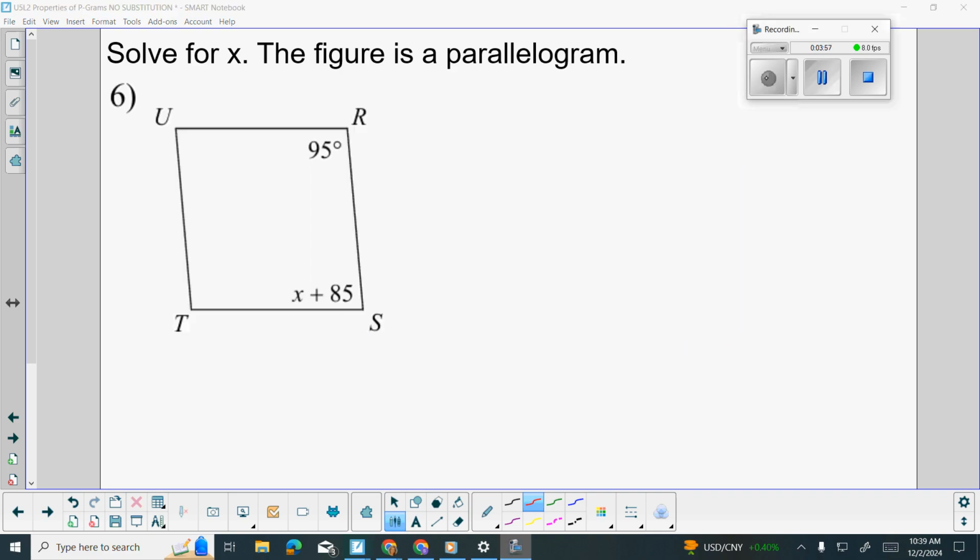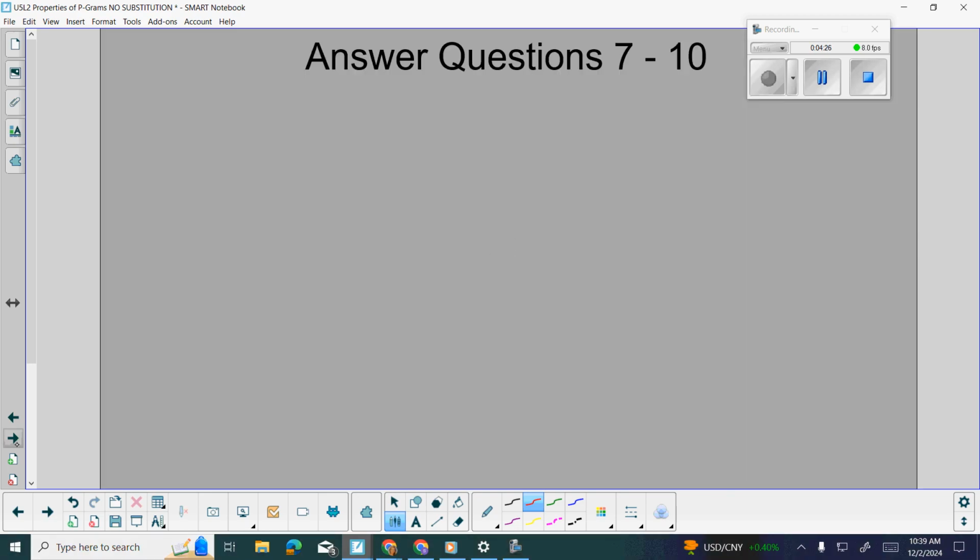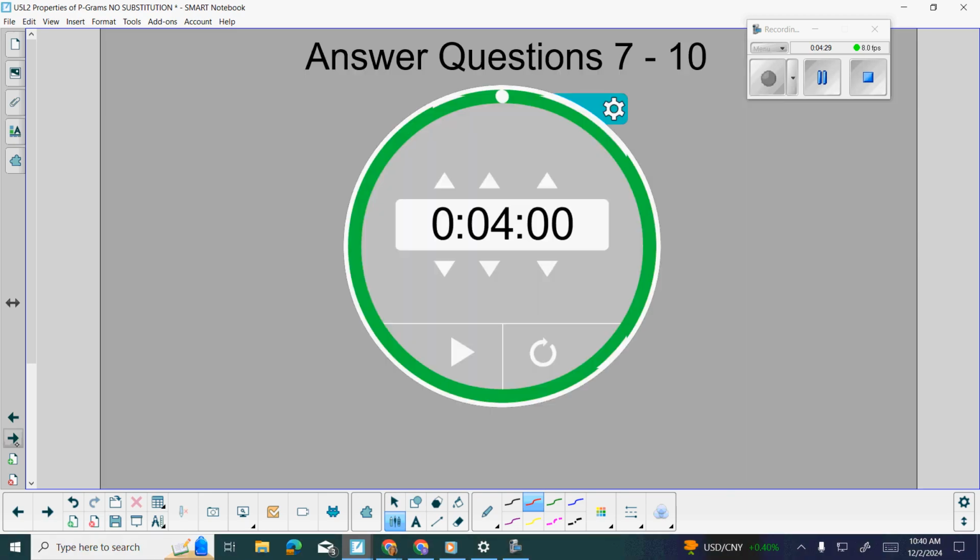Question 6. In question 6, we have 2 consecutive angles, which add up to 180. 95 plus x plus 85 is equal to 180. 95 plus 85 is 180, plus x is 180. Subtracting 180 from both sides, x is going to be 0. Then you're going to do questions 7 through 10.